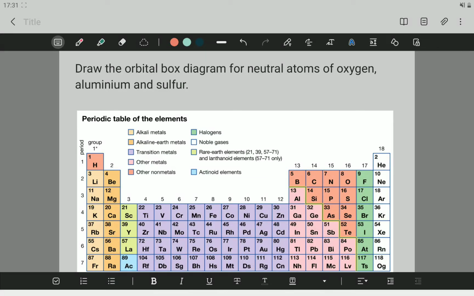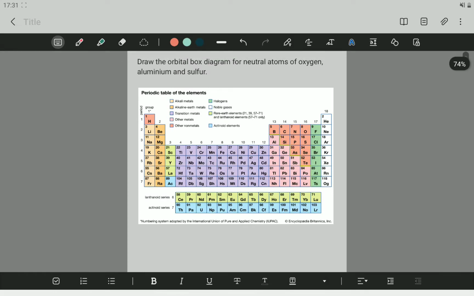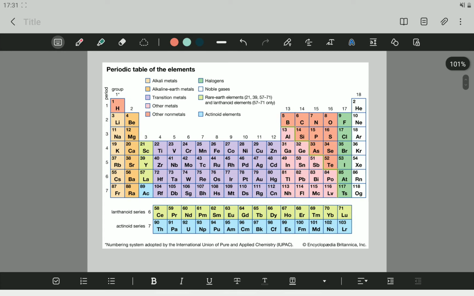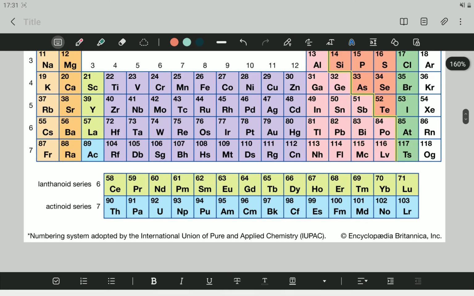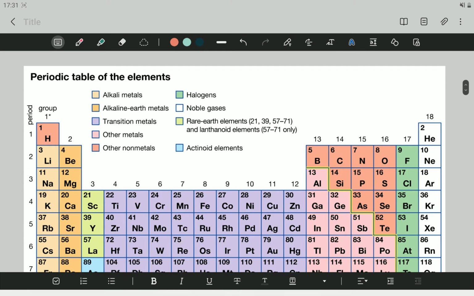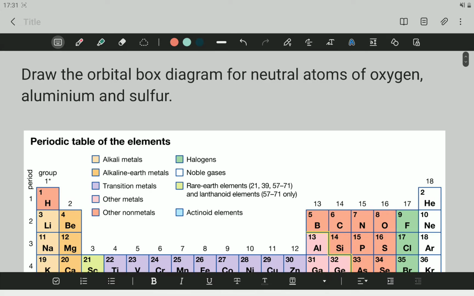Now we're going to do another question, still on the arrangement of atoms. This question says, draw the orbital box diagram for neutral atoms of oxygen, aluminum, and sulfur. Here's the periodic table. We need to use the periodic table of the elements in order to answer this question.